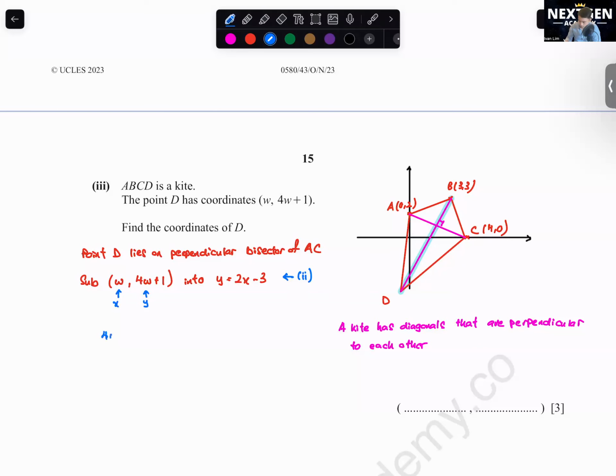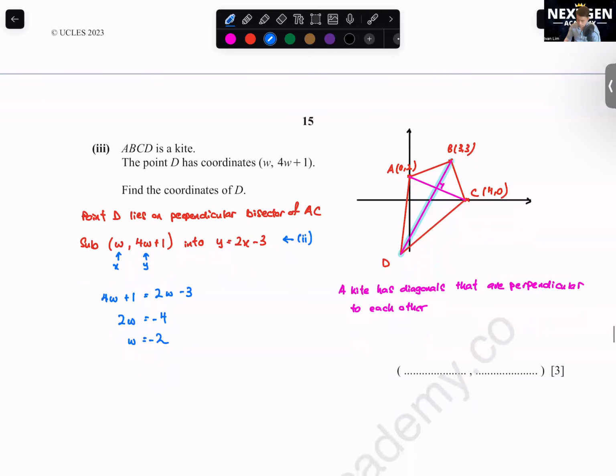So 4w plus 1 equals 2w minus 3. Go and find what is w from here. W equals negative 2. Okay, so my x is w. What is 4w plus 1? 4 times negative 2 plus 1, which is negative 7. Okay, so this is my x, this is my y. Negative 2, negative 7.